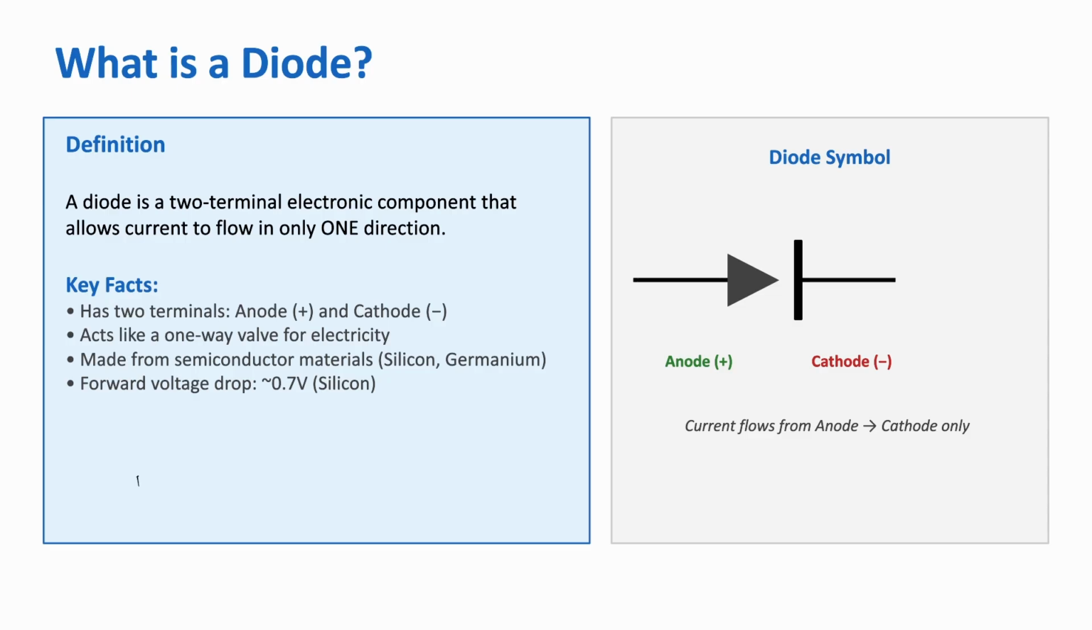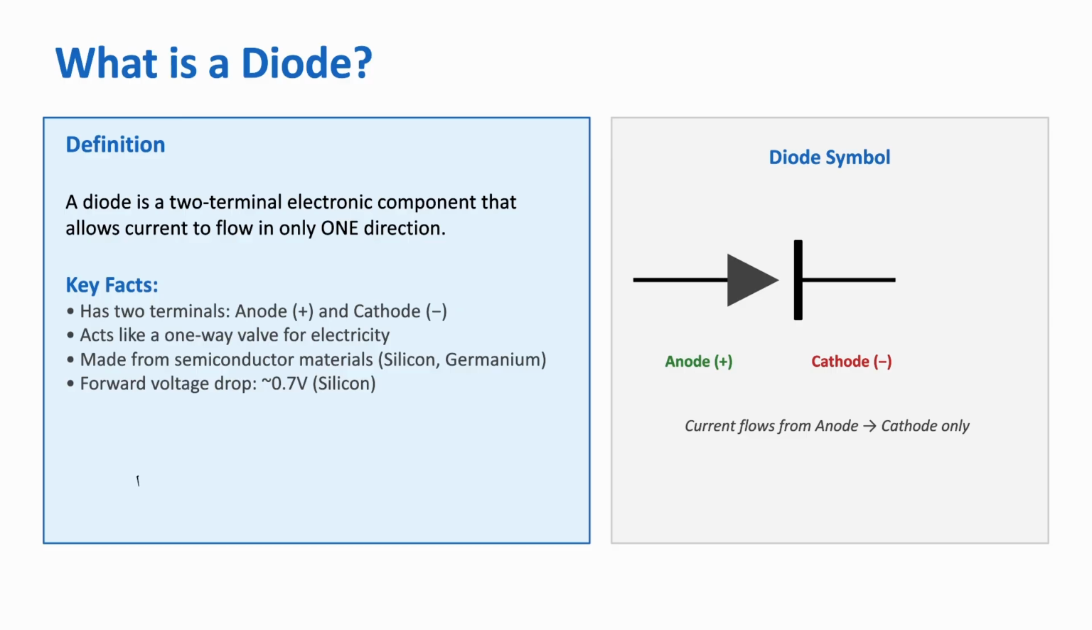So in this video, we are going to discuss diodes. What is the definition of the diode? What are the types of diodes? In that, we discuss one of the diodes very deeply. Okay, so let's see what a diode is. What is meant by diode? A diode is a two-terminal electronic component that allows current to flow in one direction.